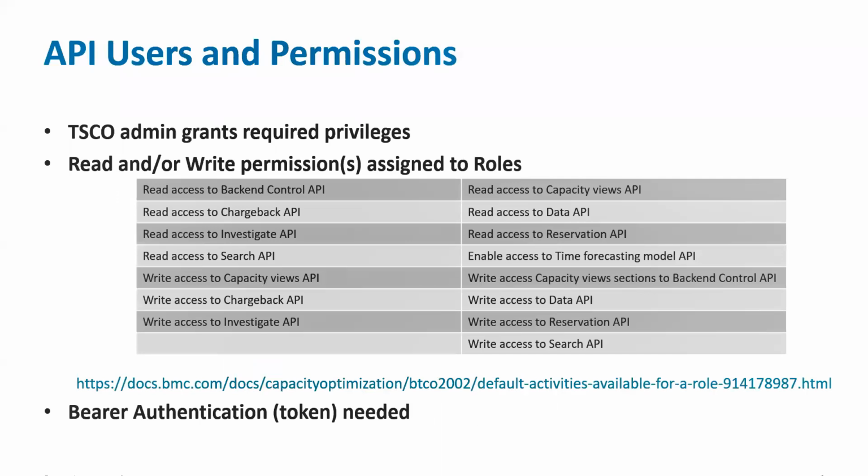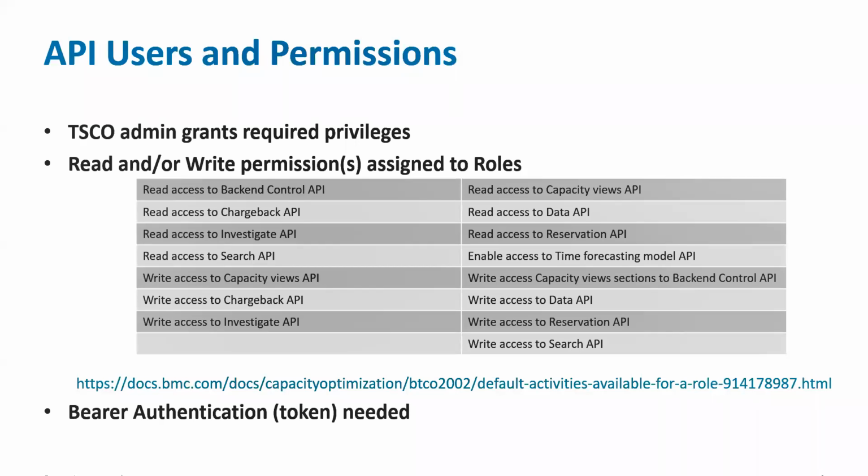API users and permissions. Only users who are part of access-granted roles can access the data using API. A TSCO administrator must grant the required read or write permissions to users for accessing the public APIs. The permission is based on the API read or write activity that the administrator assigns to user roles. Here you can see many read and write permissions, depending on what data you need to access.